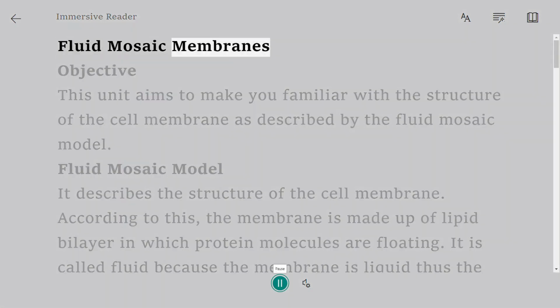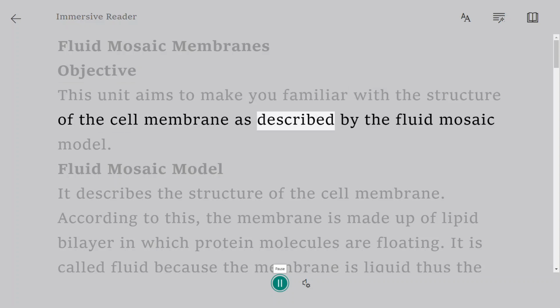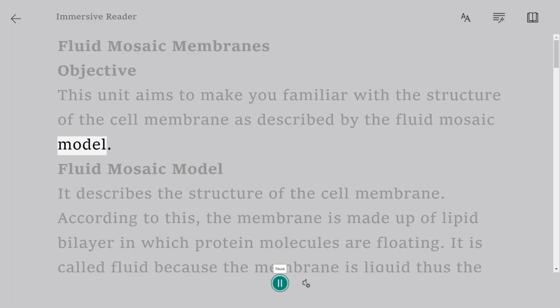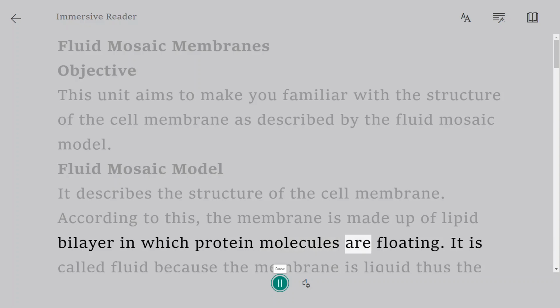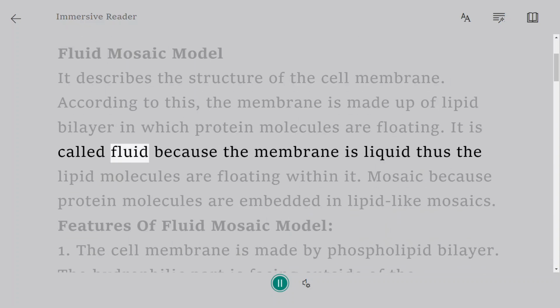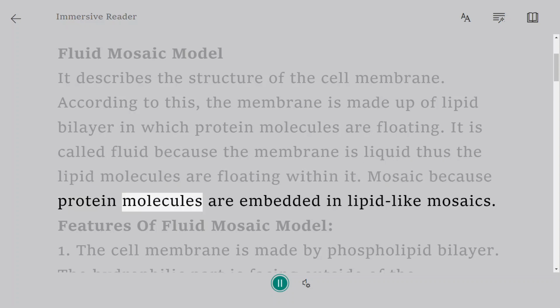Fluid mosaic membranes. Objective. This unit aims to make you familiar with the structure of the cell membrane as described by the fluid mosaic model. The fluid mosaic model describes the structure of the cell membrane. According to this, the membrane is made up of a lipid bilayer in which protein molecules are floating. It is called fluid because the membrane is liquid, thus the lipid molecules are floating within it. Mosaic because protein molecules are embedded in the lipid like a mosaic.